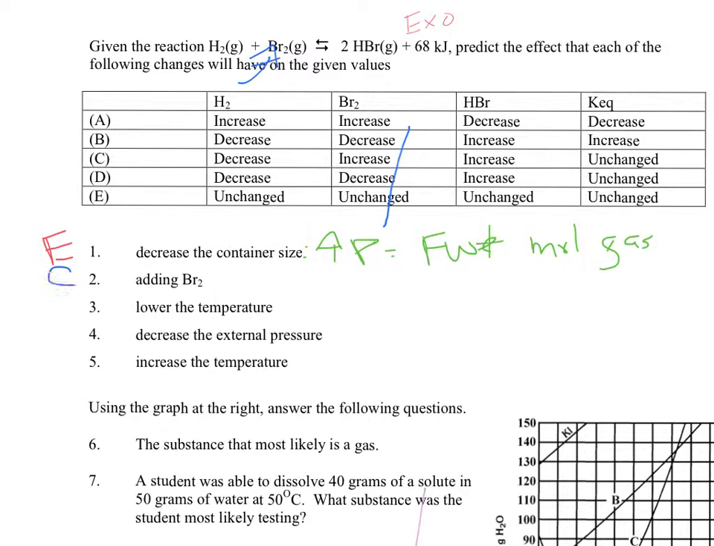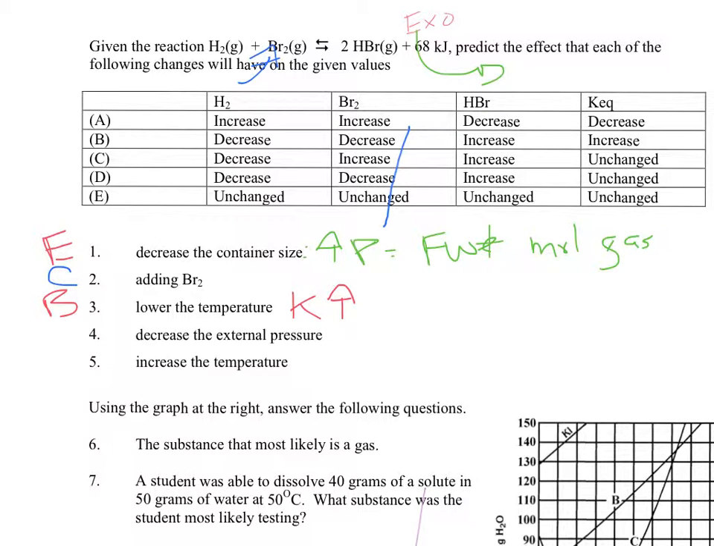Very good. If we lower the temperature, now remember this is exothermic, so we're going to take some heat out, so we're going to shift towards the products. But if you change T, what else happens? K changes. Now we're shifting towards the products, so what has to happen to K? K's got to go up. That automatically makes what the answer? Automatically B.